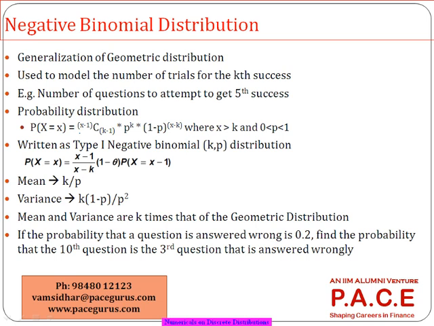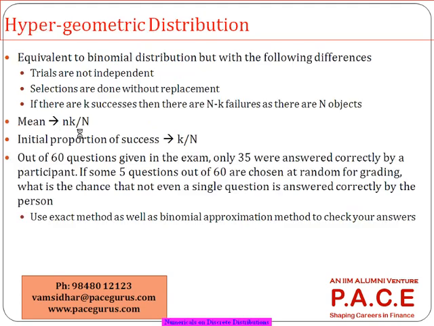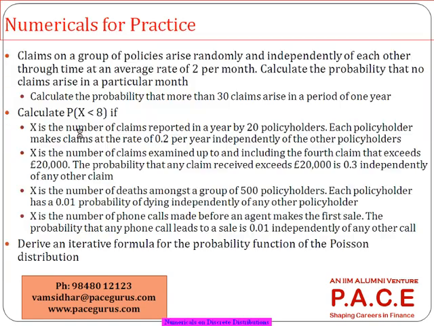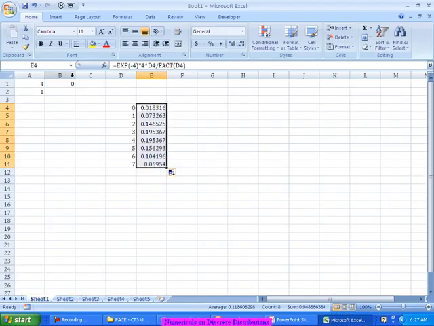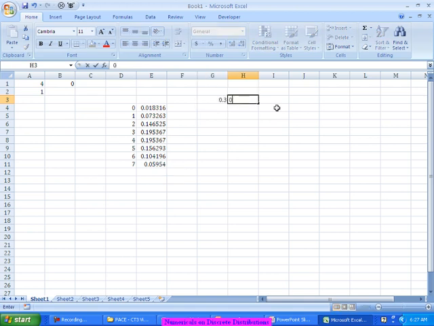So I have to go with this kind of a formula, x minus 1 Ck minus 1 into p power k into 1 minus p to the power x minus k. Okay, so applying the same. Here we are saying the probability of success is 0.3, which means the probability of failure is 0.7.